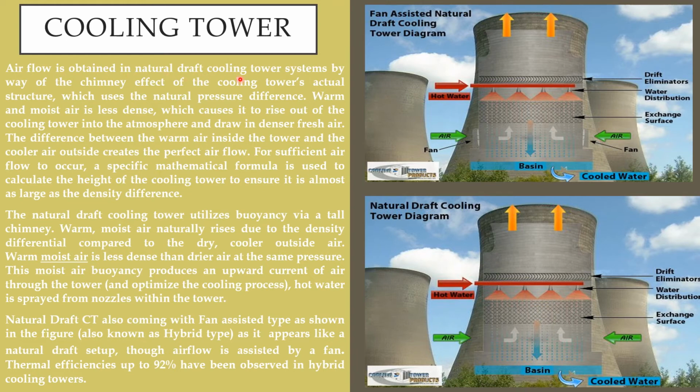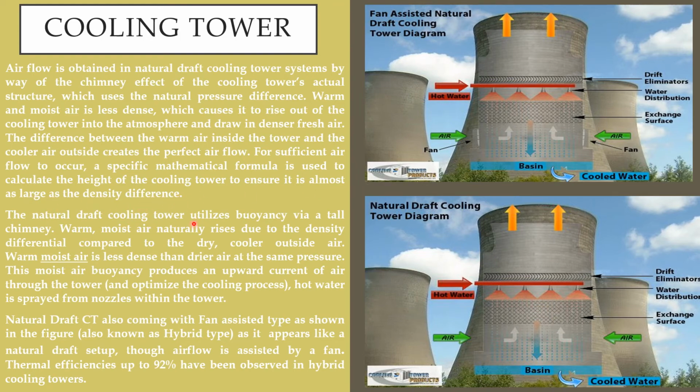Airflow is obtained in natural draft cooling tower systems by way of the chimney effect of the cooling tower's actual structure, which uses the natural pressure differences. Warm and moist air is less dense, which causes it to rise out of the cooling tower into the atmosphere and draw in denser fresh air. The difference between the warm air inside the tower and the cooler air outside creates the perfect airflow. For sufficient airflow to occur, a specific mathematical formula is used to calculate the height of the cooling tower to ensure it is almost as large as the density difference.